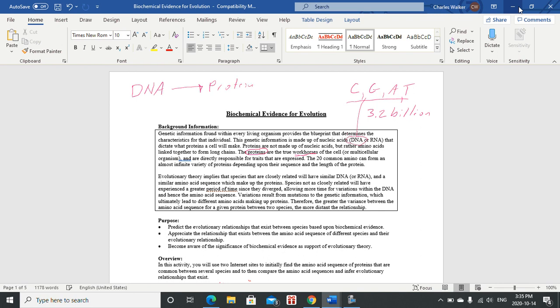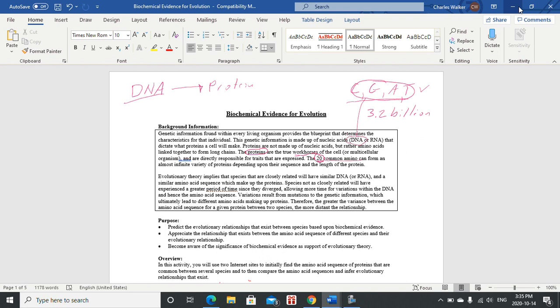Proteins are not made up of these different nitrogen bases. Instead, they are made up of what are called amino acids. And there are 20 different amino acids that we find in every single living organism that has been found on the planet. Every single living organism uses DNA for the genetic code, which is made up of the C's, the G's, the A's, and the T's. And all living organisms also use amino acids for their proteins. And it's 20 of them that are used for living organisms.